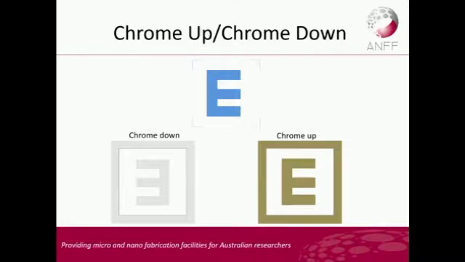So normally what you want to do is you would ask us to do chrome down, and all that means is that we then mirror your design. The design would just look like an inverse E, and then we'd write it. And by the time it gets to your substrate, it looks like a proper E at that point.